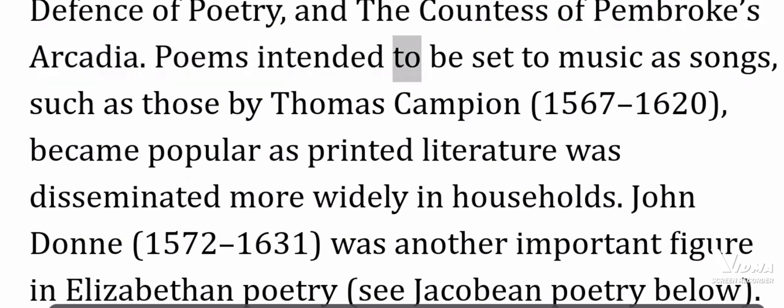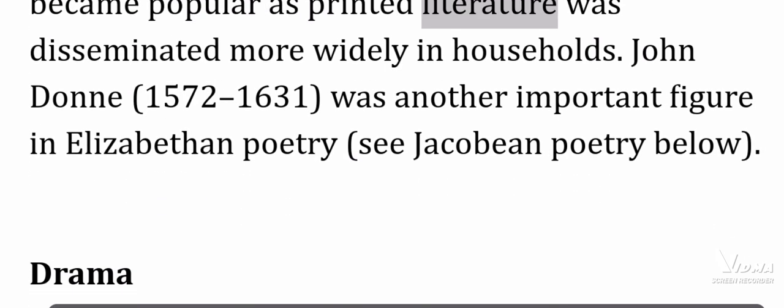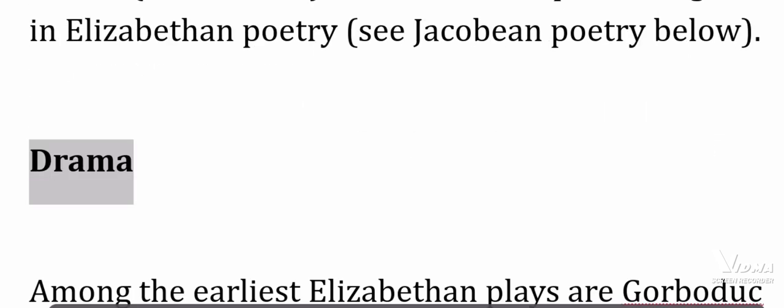Poems intended to be set to music as songs, such as those by Thomas Campion, 1567 to 1620, became popular as printed literature was disseminated more widely in households. John Donne, 1572 to 1631, was another important figure in Elizabethan poetry. See Jacobean poetry below.